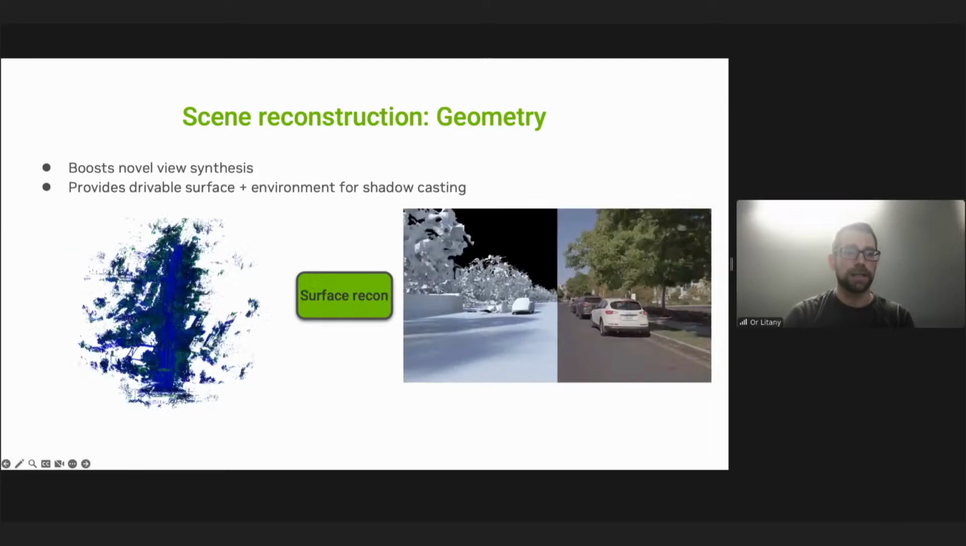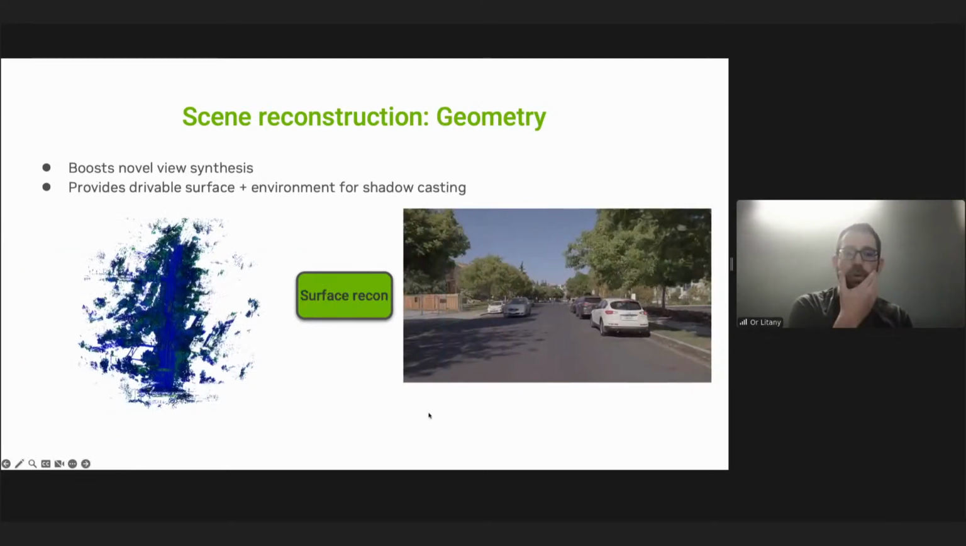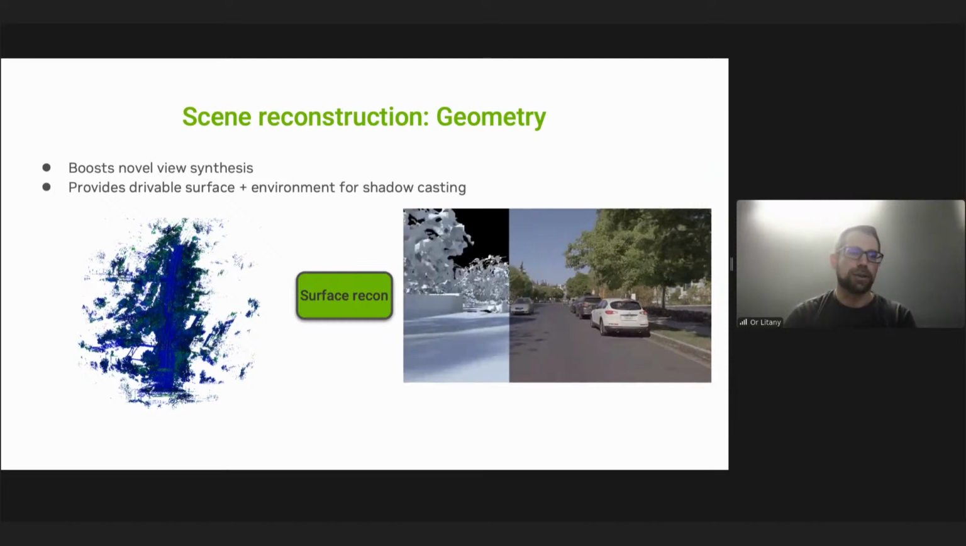What I want to dive a little bit more into is what we do with the LiDAR point clouds. I think we've seen a lot of work showing that if we take the point clouds and use them in the NeRF reconstruction, we get improved appearance. But let's talk for a second about the surface itself. Why do we want surface reconstruction?